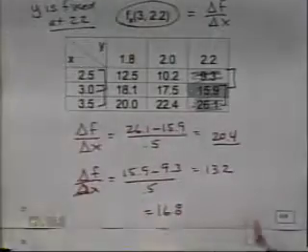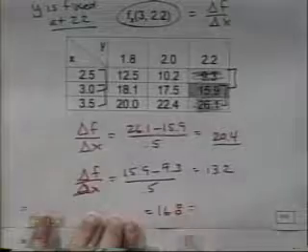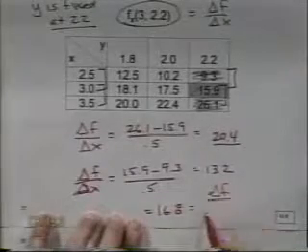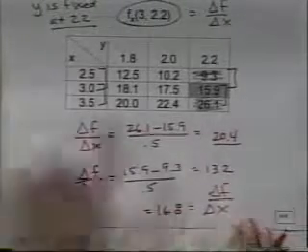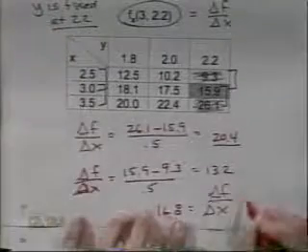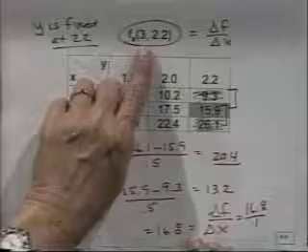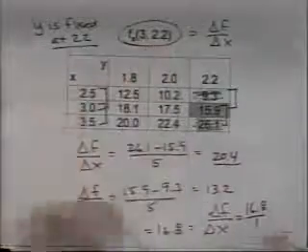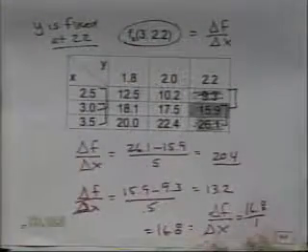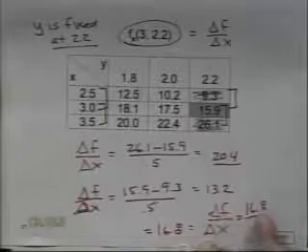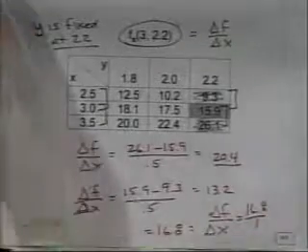And what this is saying is, if I look at delta f over delta x, if I fix the y at 2.2, at the point when x is 3 and y is 2.2, if I change my x coordinate by 1 unit, I'm estimating that my f will change by 16.8.